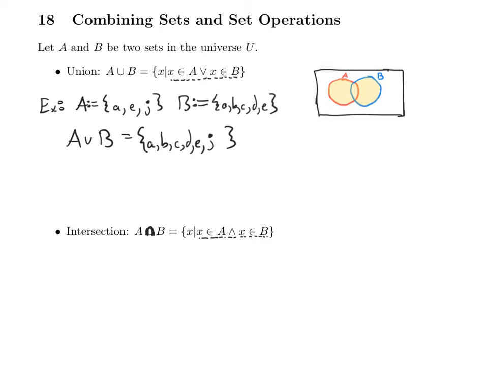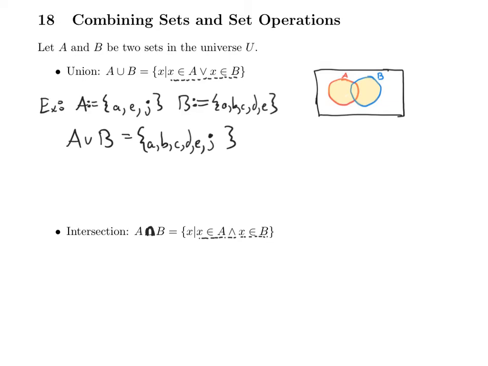So we know a is in A, e is in A, so it's going to be in the union. j is in A, and so it's going to be in the union. And same with a, b, c, d, and e. We already have a and e in there, so we just include b, c, and d. So all of these are in the union.